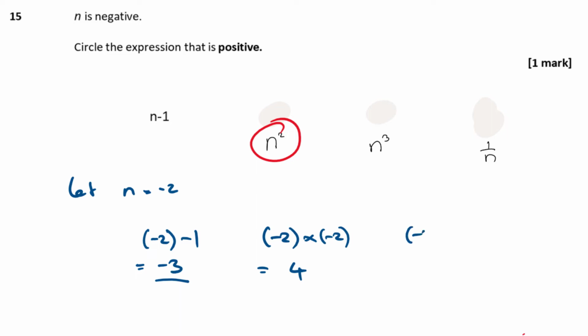So the next one, -2 times -2 times -2. Well, we just saw -2 times -2 is 4. If I times it by another -2, that's going to take me back negative again. It's going to be -8, isn't it? And then finally 1 over n, 1 over -2, that would just be -1/2. So you can see that this one is negative, this one is negative, this one is negative. The only one that is positive is this one.